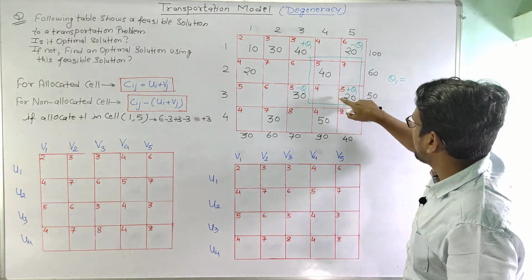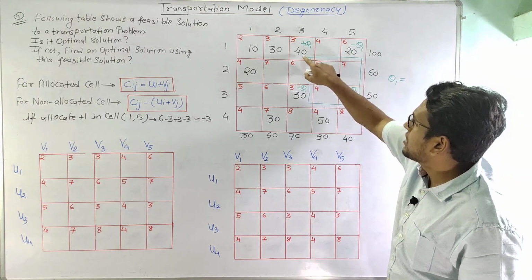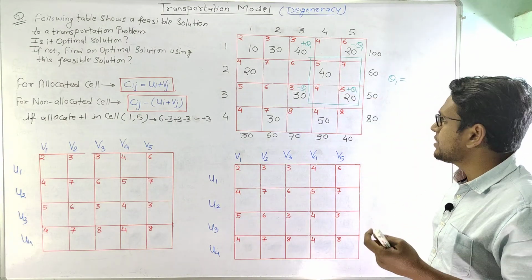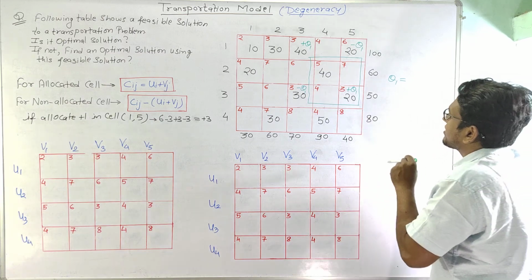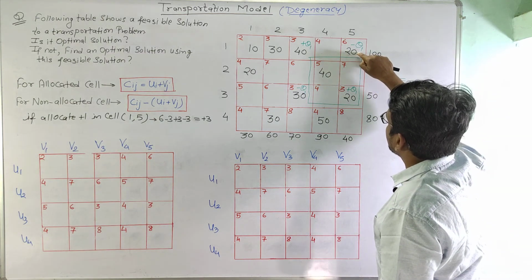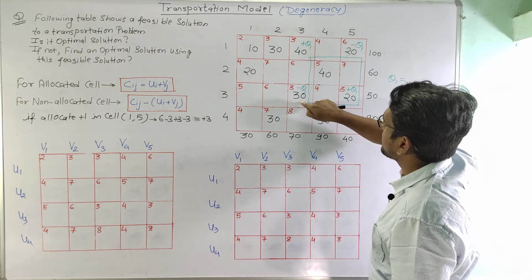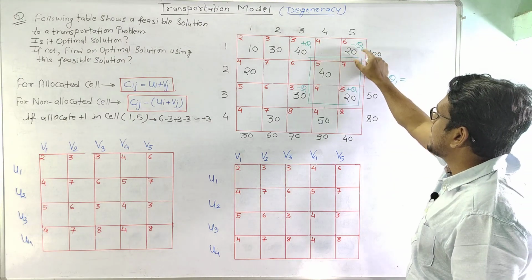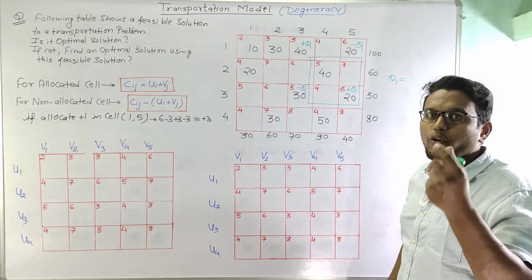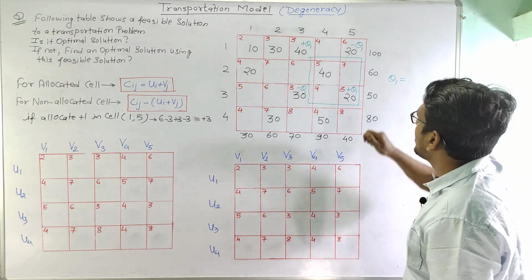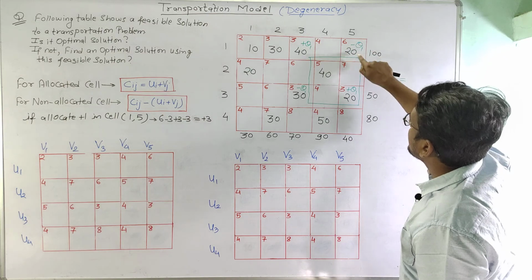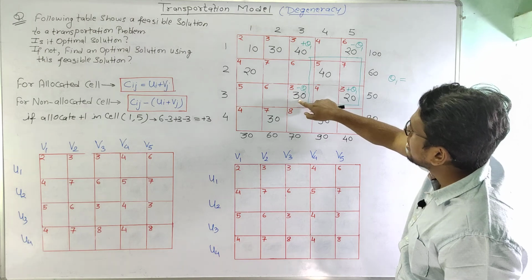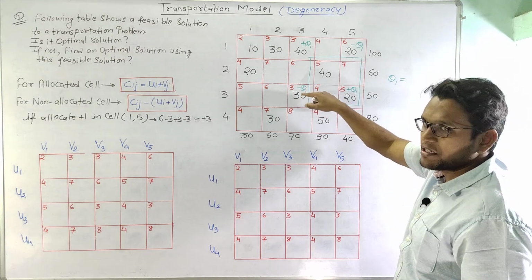So the cell where we have plus theta, this is 40 plus theta, this is 20 plus theta, we can allocate any quantity of theta 1 here, but our theta 1 is limited for 20 minus theta 1 and 30 minus theta 1. Here the maximum value of theta 1 can be 20, because if we increase more than that, this will be negative and it will violate the non-negativity restrictions. So here for this particular cell, theta 1 can be 20. Similarly for this particular cell, theta 1 can be 30. So 30 minus 30 will be 0.